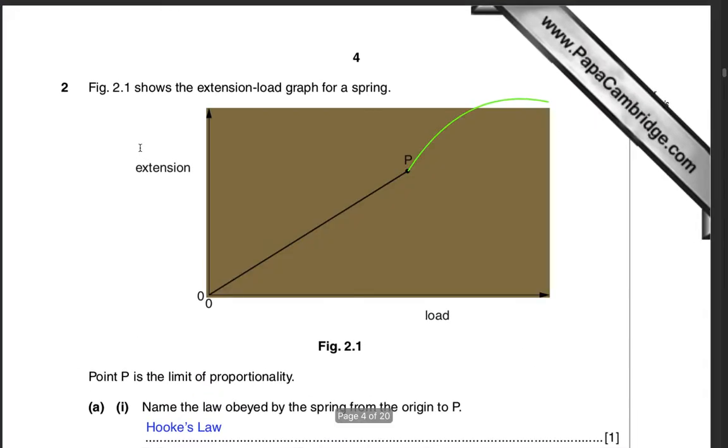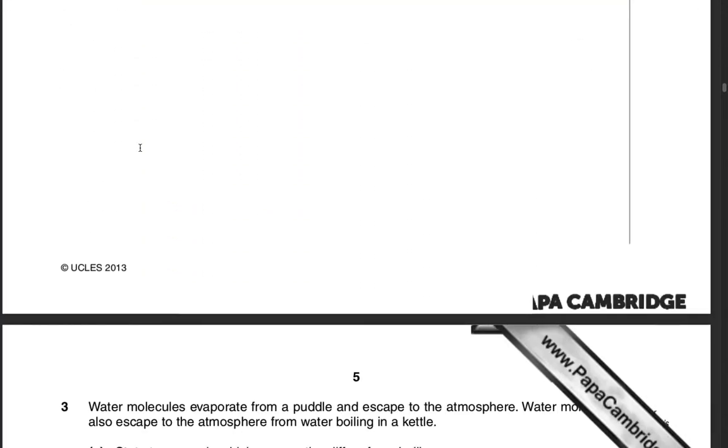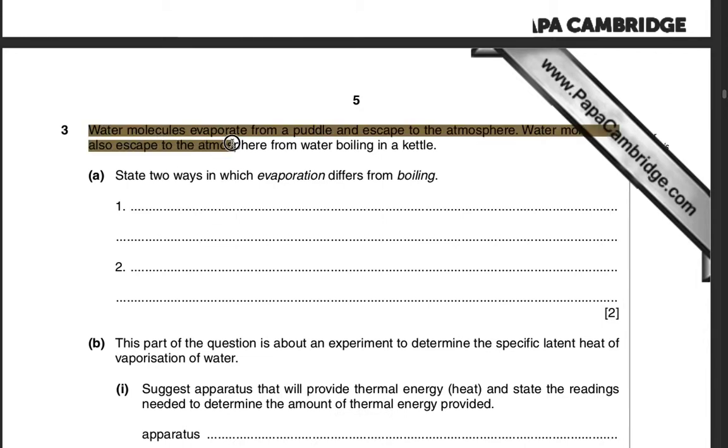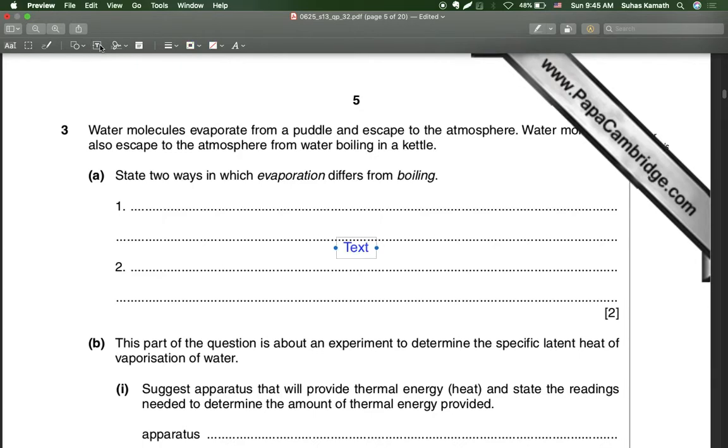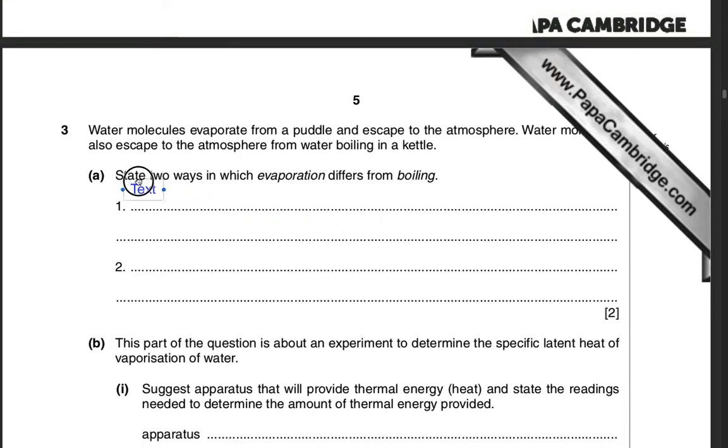We did the last one, and we are going to do this one now. Water molecules evaporate from a puddle and escape to the atmosphere. Water molecules also escape to the atmosphere from boiling in a kettle. State two ways in which evaporation differs from boiling. So this is a very popular question. Evaporation differs from boiling in two ways.